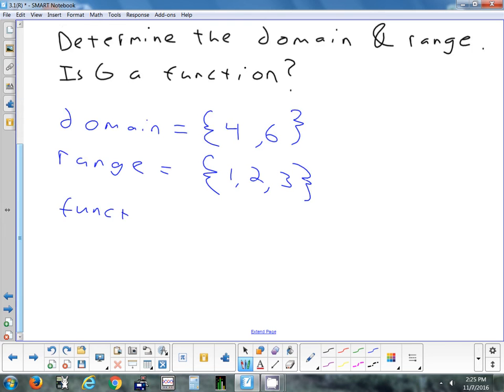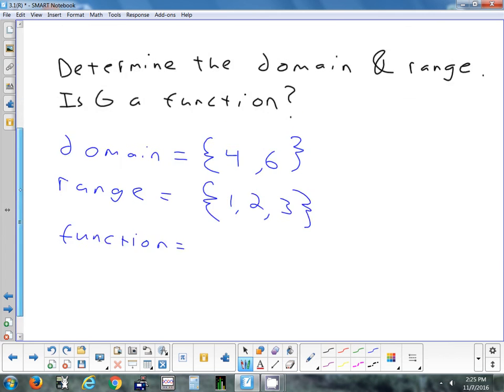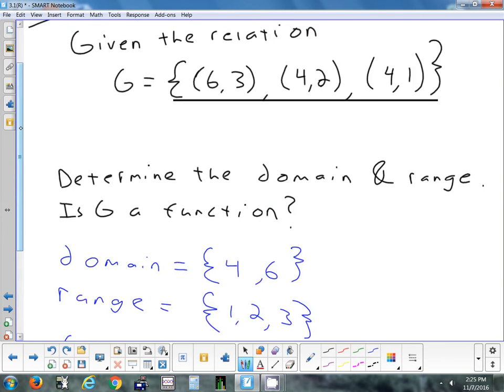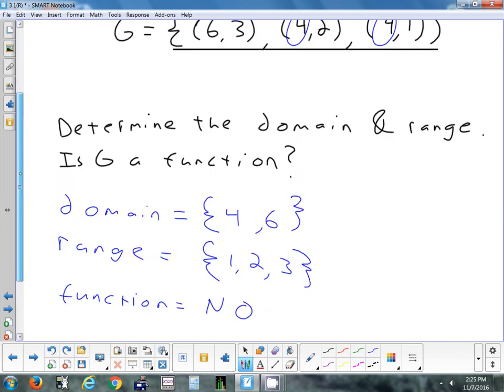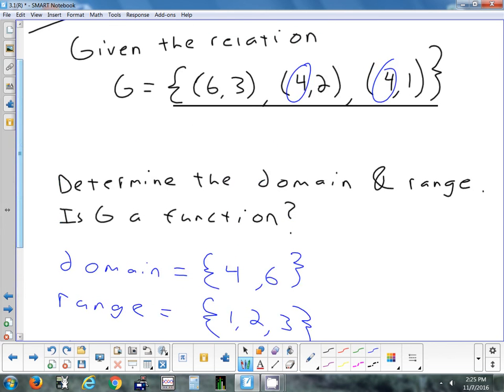Is this one a function? No. Why not? There's more than one domain. The domain, yeah, we had a repeat right there. Okay, so the answer to this one: no. Okay, so everyone's okay looking at a list and determining if something is a function or not.